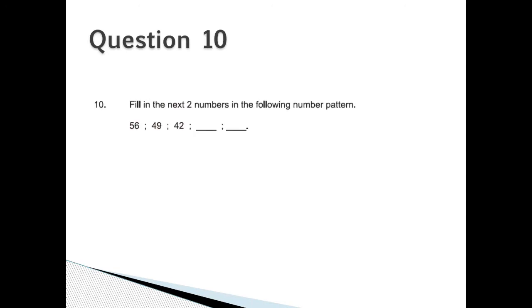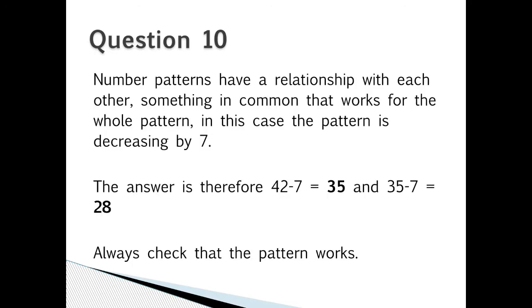Question 10. Fill in the next two numbers in the following number pattern: 56, 49, 42. Number patterns have a relationship with each other, something in common that works for the whole pattern. In this case, the pattern is decreasing by 7. The answer is therefore 42 minus 7, which is 35, and 35 minus 7, which is 28. Always check that your pattern works.